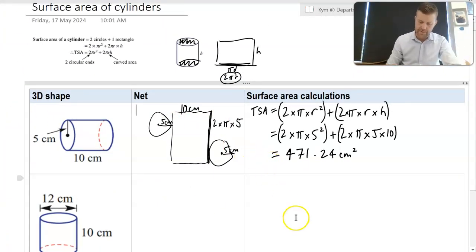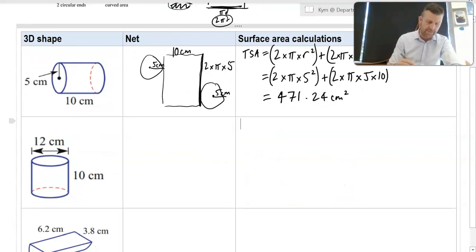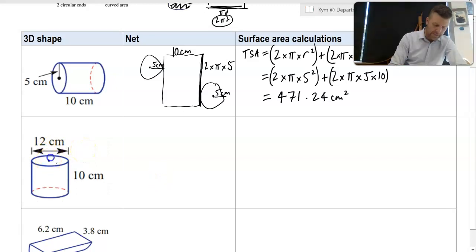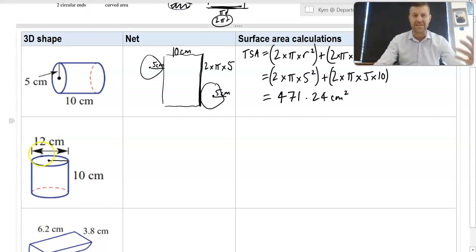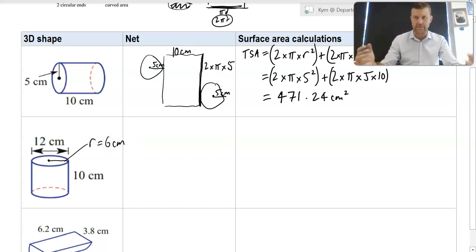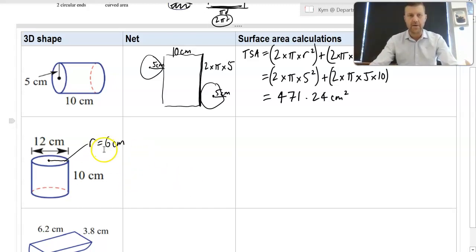Now, I won't go through this second example too much, except to say, notice that the 12 they give you here is actually the diameter of that circle at the top. Remember, we're using the radius, which is from the middle of the circle to any point on the edge, which is half of the diameter. So if they're giving you the diameter of 12, then the radius will be half that, in this case 6. So again, very similar to the first example I went through up here.